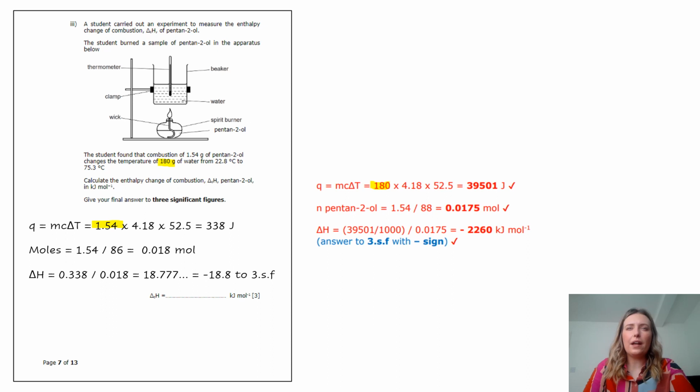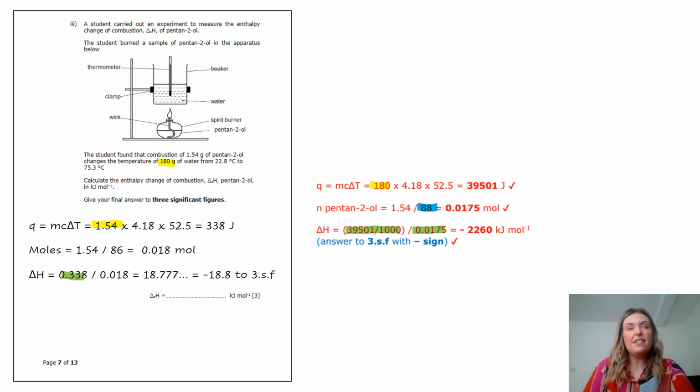The next thing you need to work out is how many moles of pentanol you've burned. In order to do this, my students got the molar mass slightly incorrect. So they have tried to calculate moles, but they've got the molar mass wrong, so just make sure that yours is 88. And then the final mark for this is for delta H. So this is your value for your energy transferred in kilojoules divided by your moles gives you your correct answer.